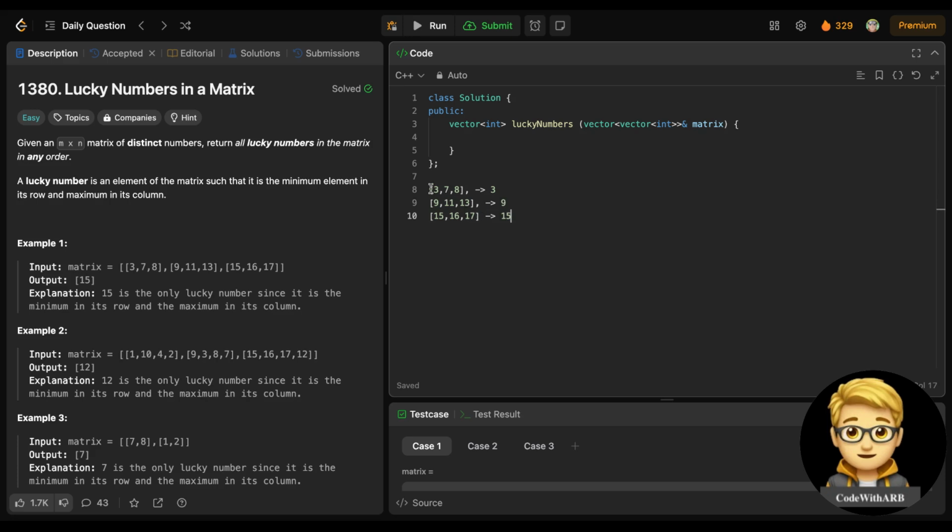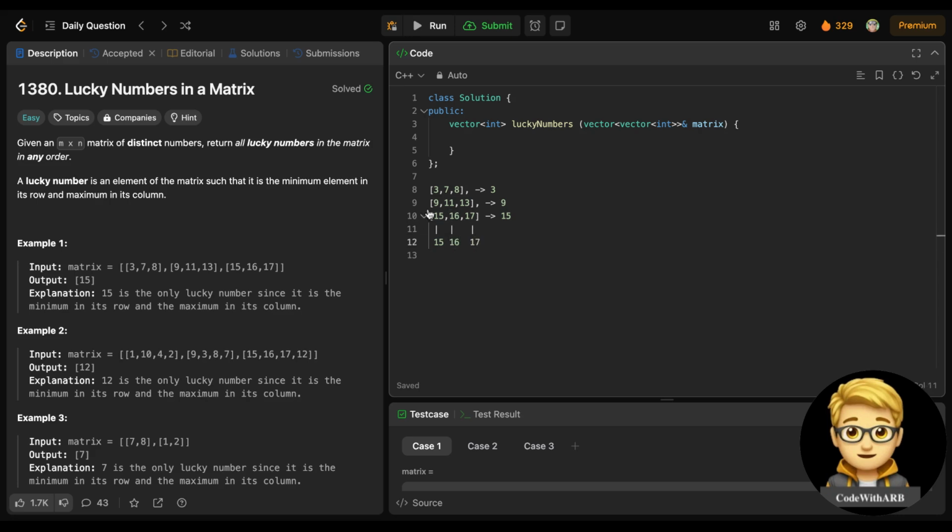And if we see column-wise, in this column 15 is maximum, right? So 15 is the maximum value in this column. In the next column, 16 is maximum, so we will put 16. In this one, what is maximum? 17 is maximum, so we will put 17, right?